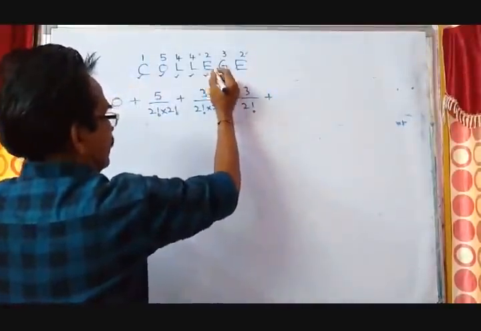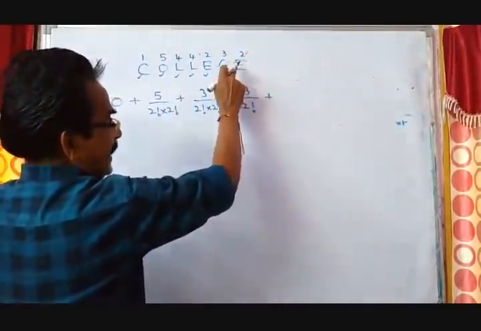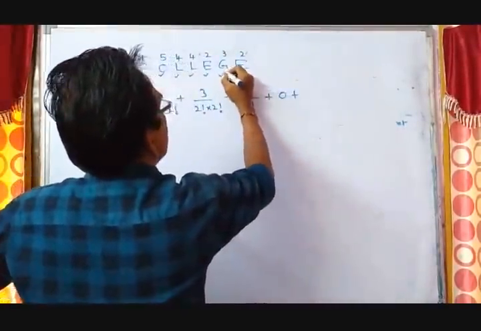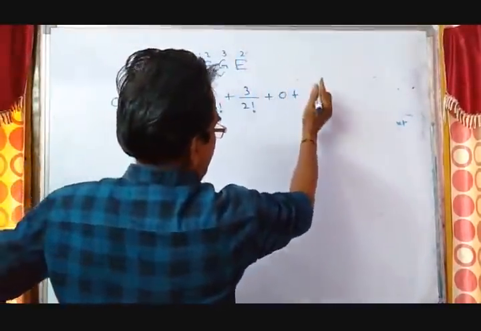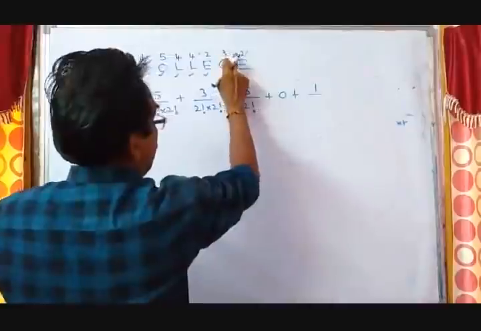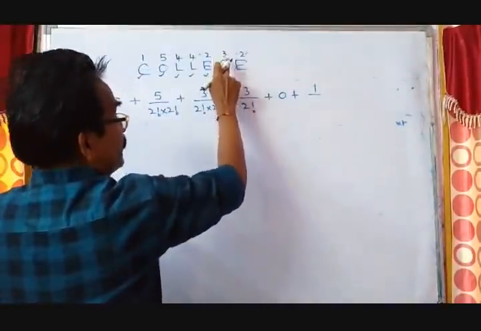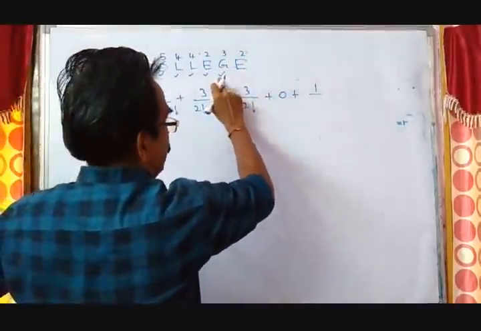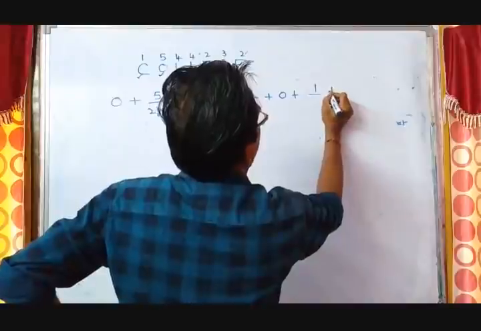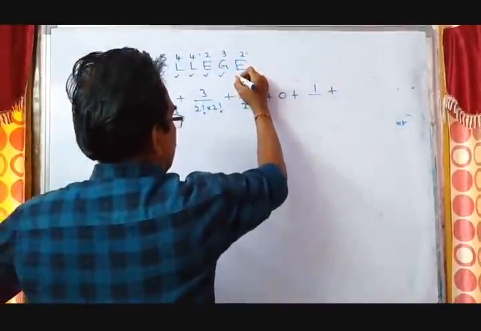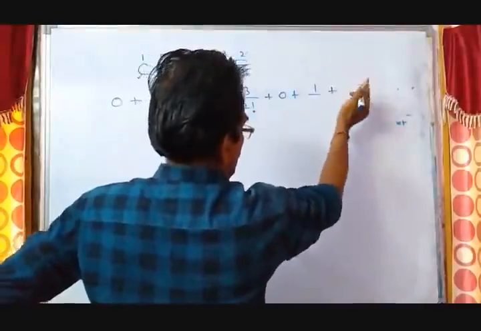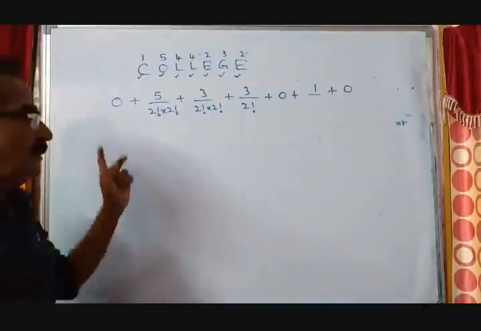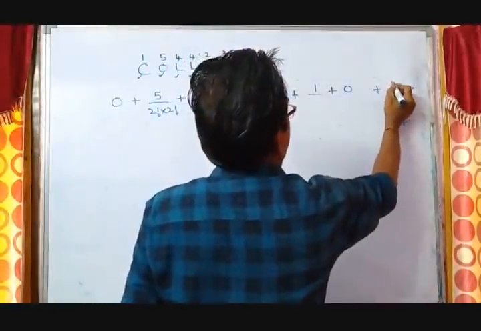Now let us take E. No letter is there lower than the rank 2. 0, plus, now let us take G. Only 1 letter is there to the right of G lower than the rank 3. 1 by no repetition, plus, let us take E. So there is no letter to the right of E. 0 plus 1. We should not forget this plus 1.